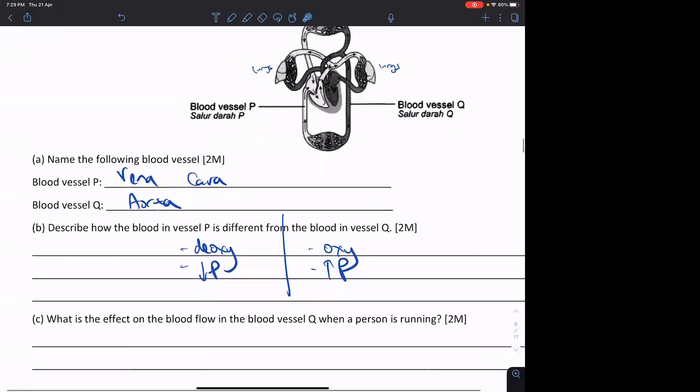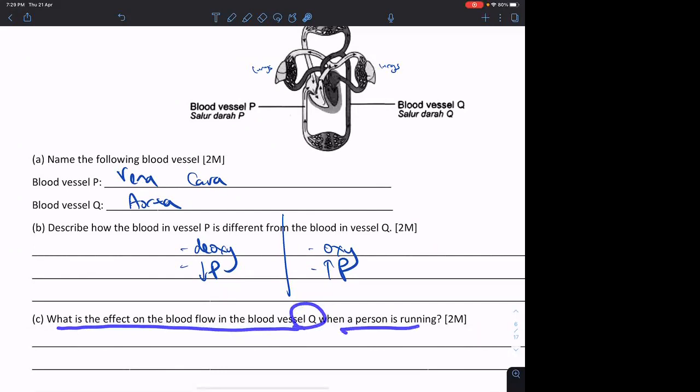So C, what is the effect on the blood flow in the blood vessel Q when a person is running? Now when you're exercising, what happens to the blood flow here? The blood flow will increase, right? Because now I'm pumping more blood to your muscles. So you can say the blood flow increases.